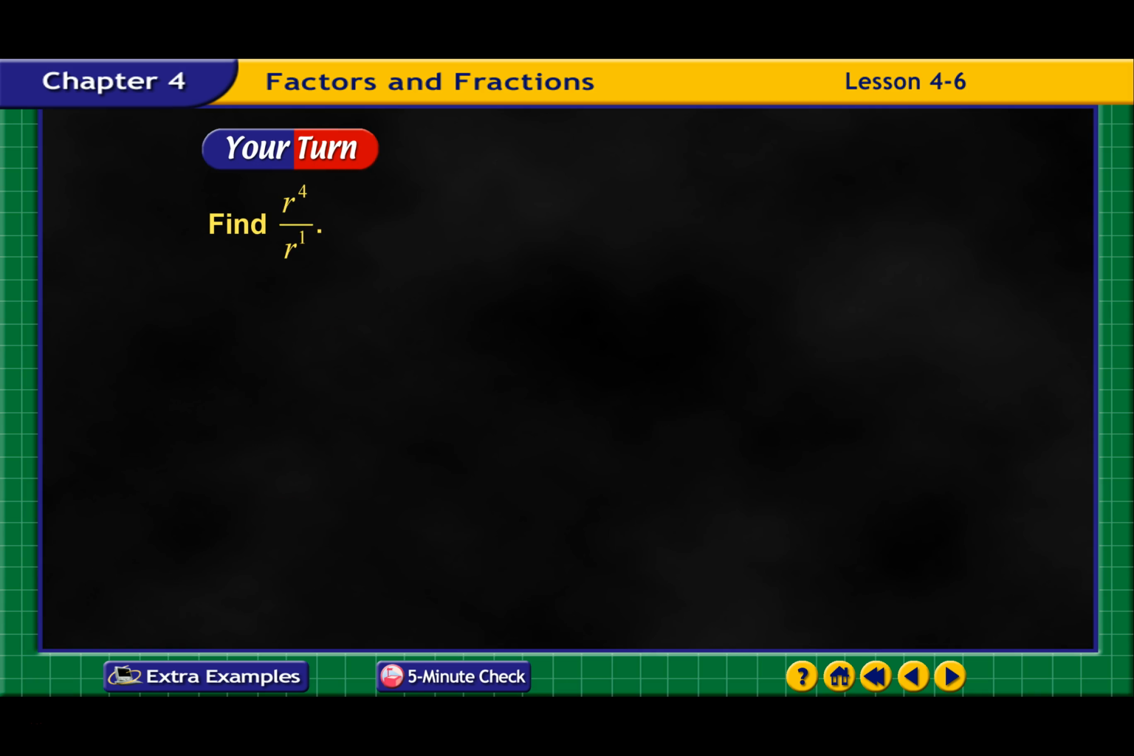All right, pause this one and give it a shot. They were so nice to you. So it would be r to the 4 minus 1. They even called it a 1 here. They were so nice. r to the 3rd.